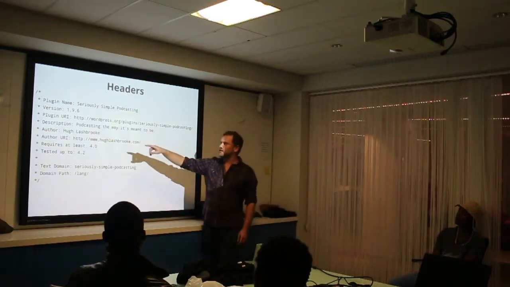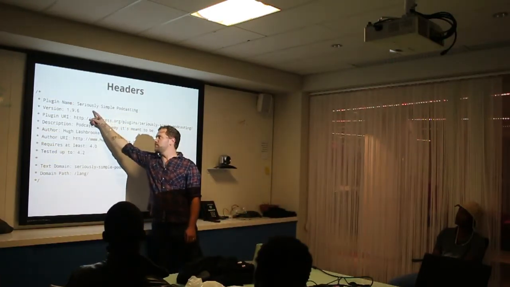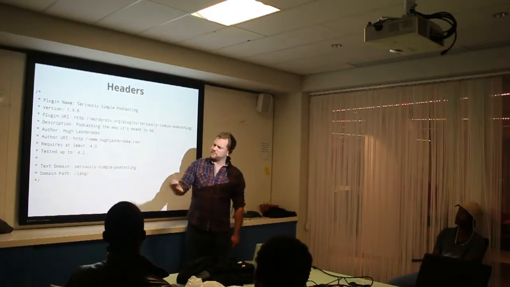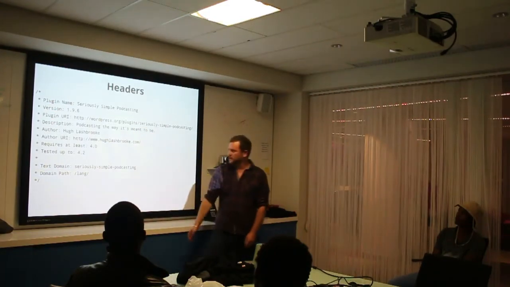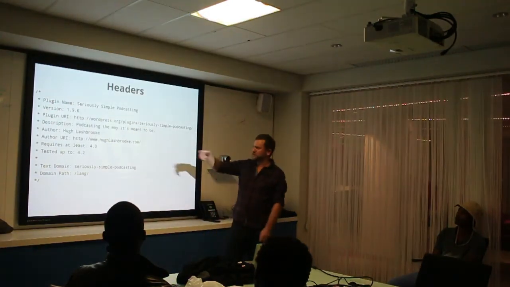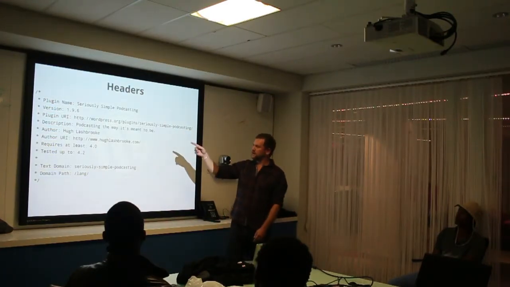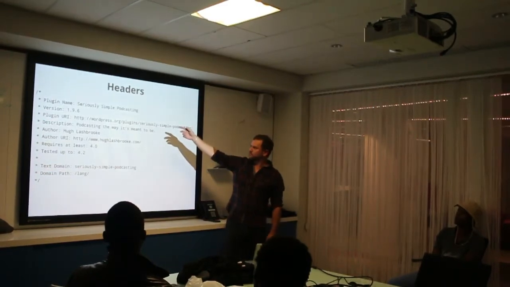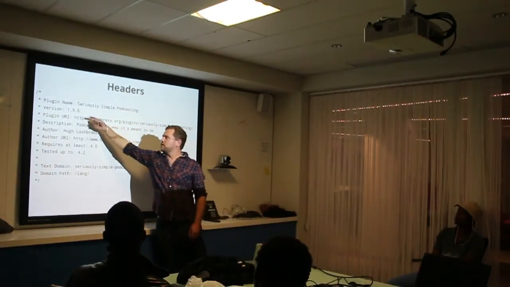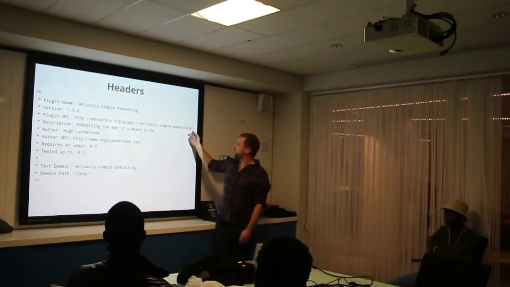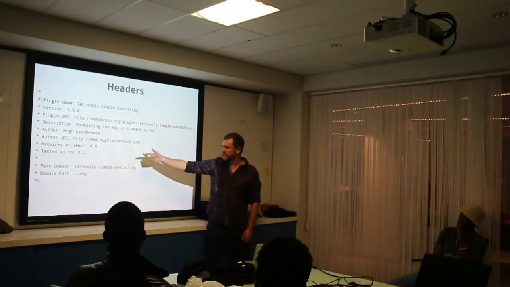The only thing you actually need is the plugin name. If you don't know the version, you'll get a weird display in WordPress, but it'll still work, and everything else is optional. But it's all important. I've got a podcasting plugin that's doing relatively well. This is the header from the latest version. So name of the plugin, version number, URL to get to the plugin, description, and then other details.